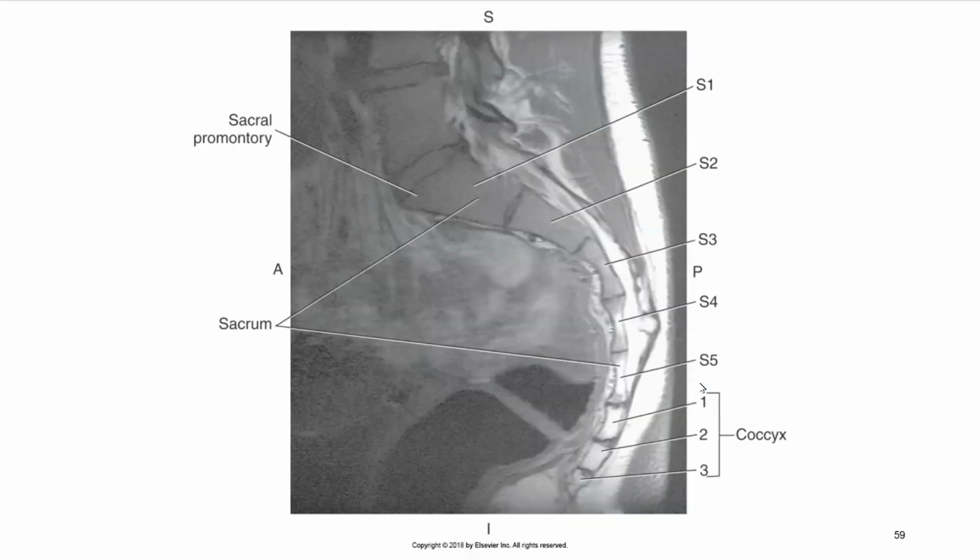So we're going midline again of the sacrum. So if we look here, here's L5. L5-S1, here's your sacral prominence. Here's S1, 2, 3, 4, and 5, and then you have 3 coccyx right there. So this whole section is your sacrum, and this is your coccyx here.